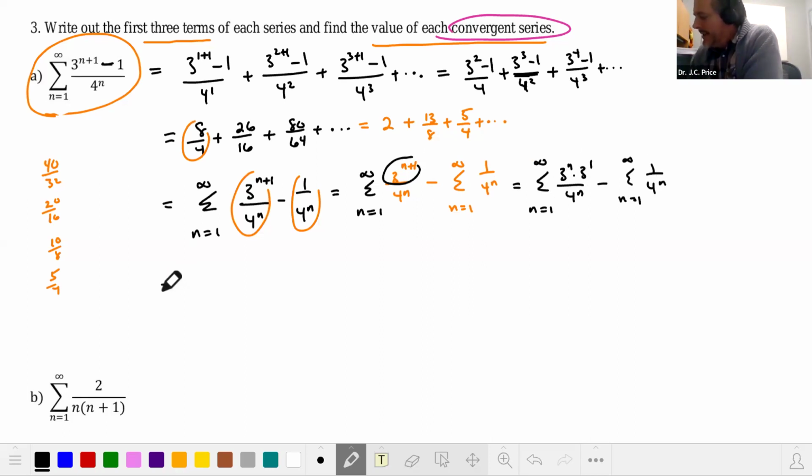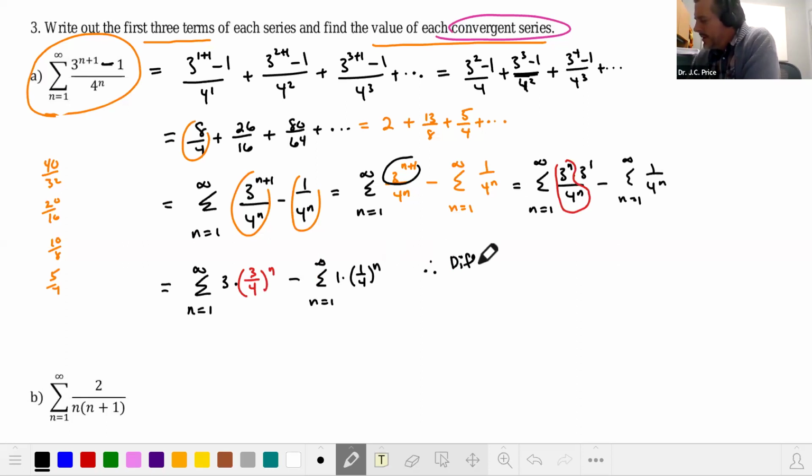And so now I can rewrite this as equal to, just to make it all pretty, the sum n equals 1 to infinity of 3 times, and what I'm going to do is bring these guys together so it looks just like a geometric series. So 3/4 to the n. And then, of course, there'll be minus the sum n equals 1 to infinity. And if you want, I could put a 1 here times 1/4 to the n. So then it's very clear. So therefore, this is a difference of 2 geometric series.